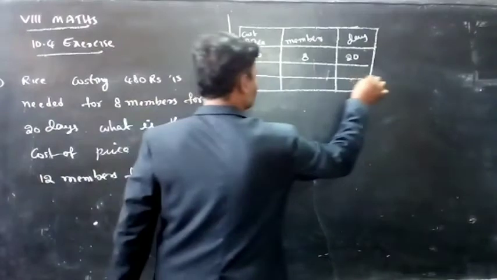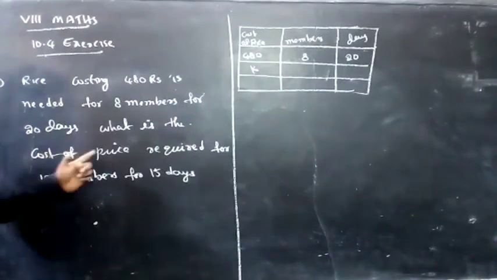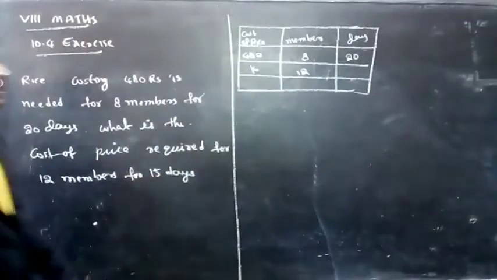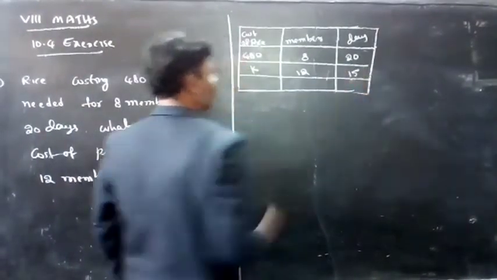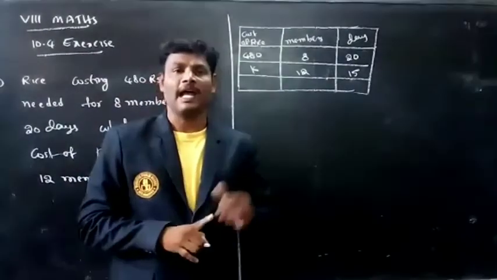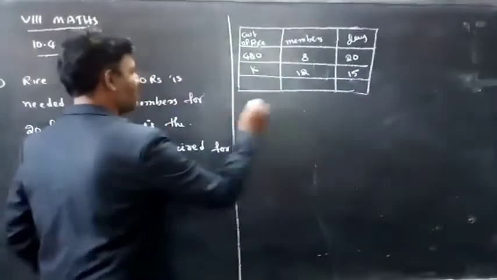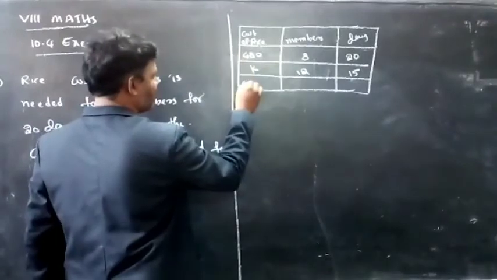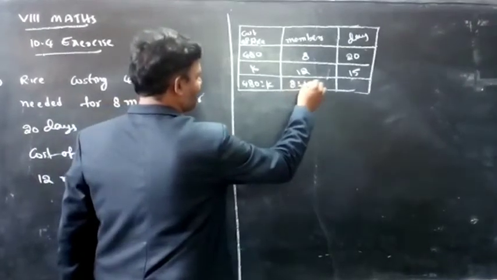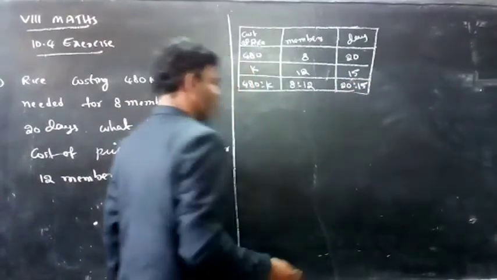In case 2, I don't know the cost of the rice. Cost of rice needed for 12 members in 15 days. See here, the cost of rice is always directly proportional to members and also days. First, the ratio of the cost price: 480 is to K. The ratio of the members: 8 is to 12. And the ratio of the days: 20 is to 15.